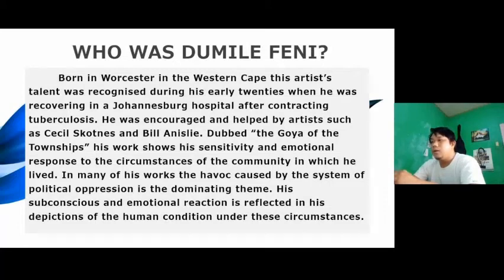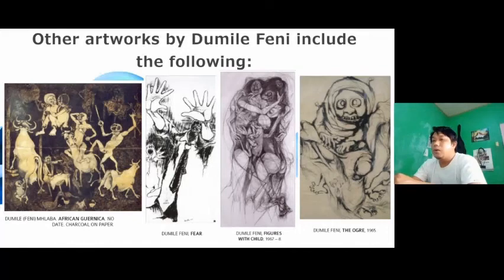Okay, so dubbed the Goya of the township. Okay, so his work shows his sensitivity and emotional response to the circumstances of the community in which he lived. Okay, so may papakita dito yung kanyang sensitivity and emotional response. Ibig sabihin yung kanyang pag-respond sa isang bagay, for example, galit siya or meron siyang problema. So, nagre-reflect ito sa mga gawa ng artwork. So, in many of his works, the havoc caused by the system of political oppression is the dominating theme. Okay? So, his subconscious and emotional reaction is reflected in his depiction of human conditions under these circumstances.